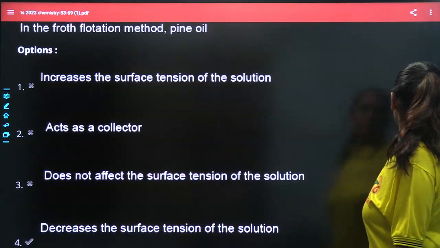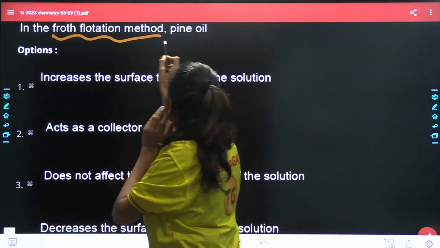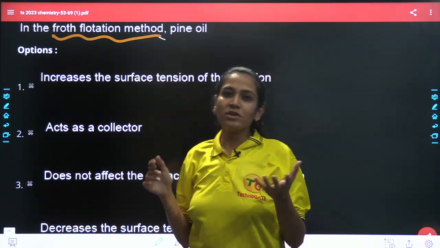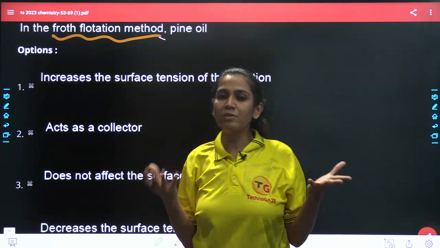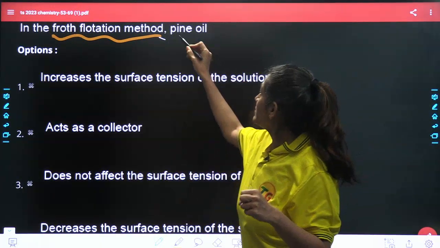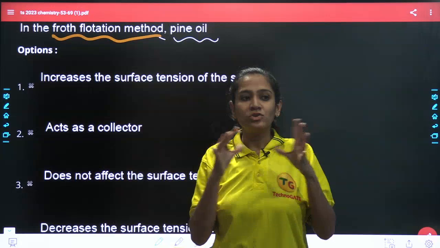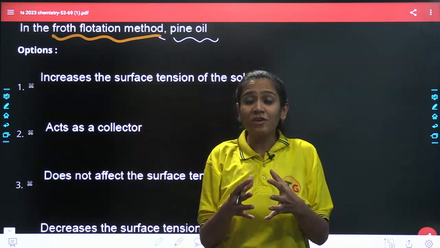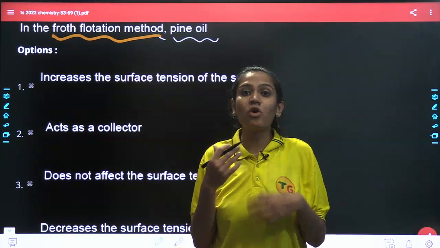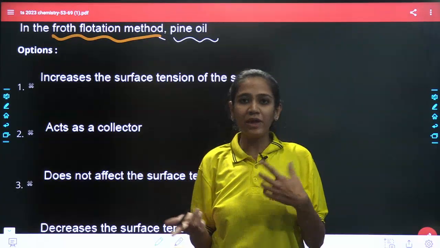In the froth flotation method, pine oil. We use these methods for concentrating our ores and minerals. The principle of the froth flotation method is that some minerals are hydrophobic and some are hydrophilic, and on the basis of that we separate minerals. When we add pine oil in the liquid, the oil itself is hydrophobic, so it will decrease the surface tension of the liquid, and it will help in the formation of air bubbles. Then the hydrophobic mineral will get attached to the air bubbles.